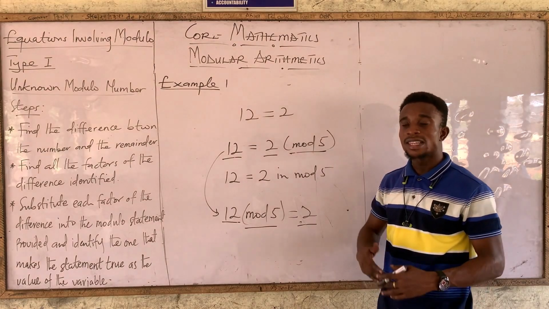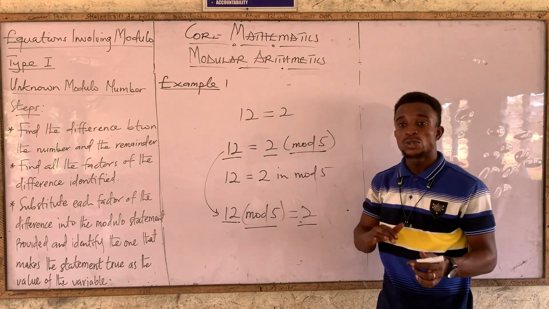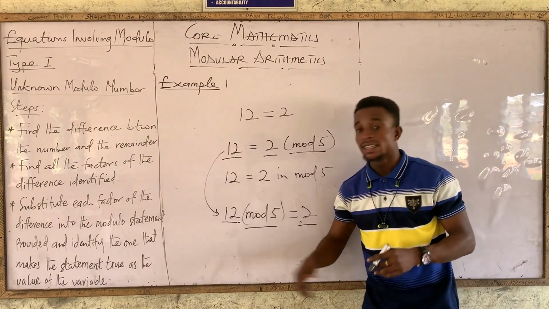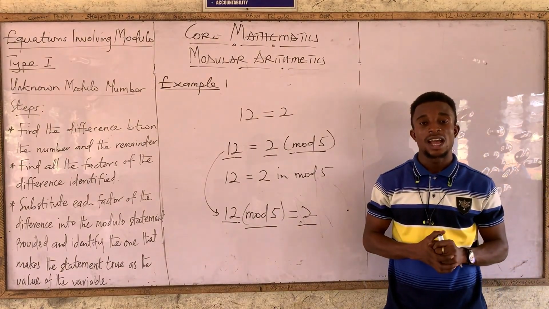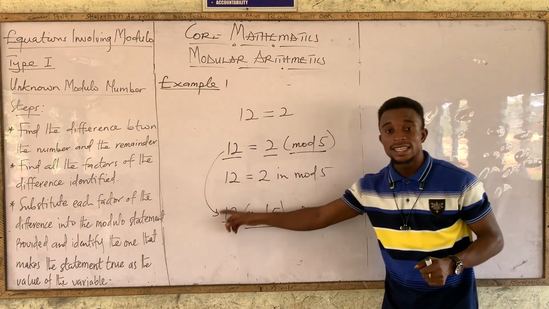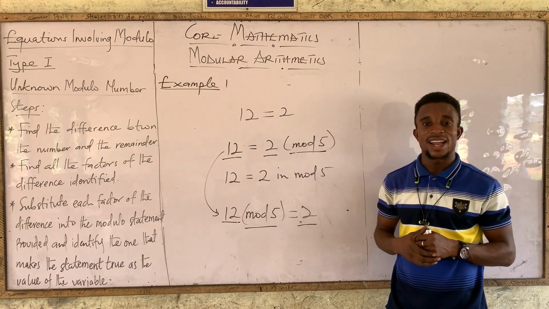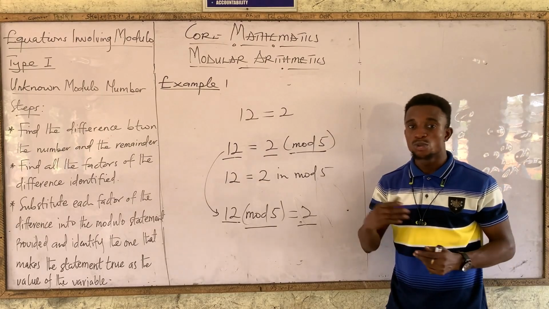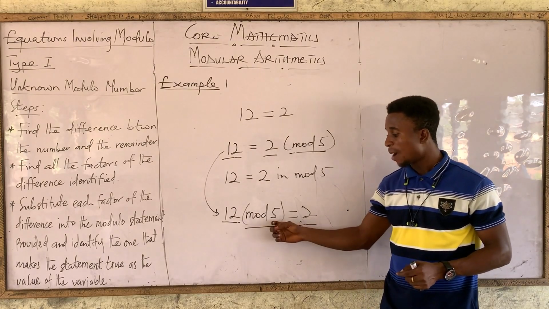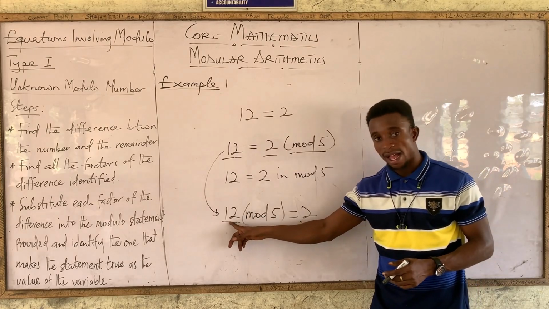All that we are going to be doing in equations involving modulo is that you can be given two and asked to find the other. So you can be asked to find the number or the modulo number. These are the two unknowns that you can be asked to find. For you to find one, two will be given. If you have to find the number, you'll be given the modulo number and also the remainder. And if you are asked to find the modulo number, you'll be given the number and also the remainder.